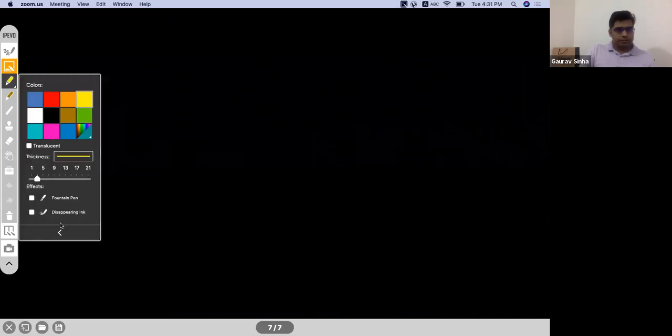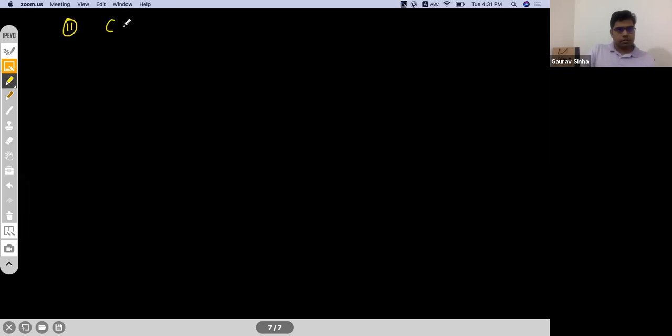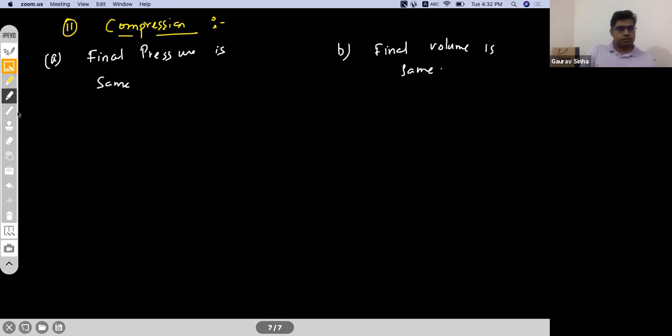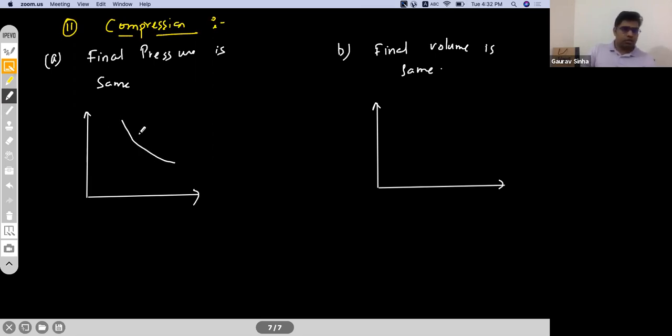Now the second case we have in this is the case of compression. Again, I am assuming two cases here. One is when the final pressure is the same, and the second is when the final volume is the same. In this, the things will be opposite. When the final pressure is the same, it is a case of compression. This is the compression process we have.